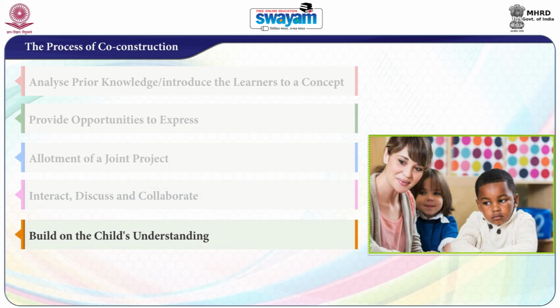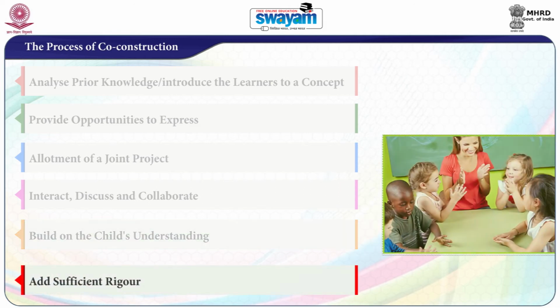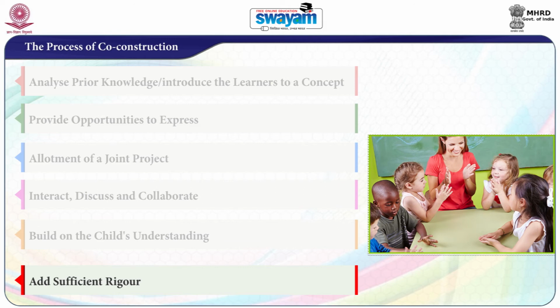And the fifth step is to build on the child's understanding. Each child's viewpoint has to be discussed and the knowledge of other children on that concept has to be built. The educator also should be open-minded to learn from children. The sixth step is to add sufficient rigor. For the child to feel competent and satisfied by completing the project, sufficient rigor components have to be added in the form of praising, acknowledging, etc.